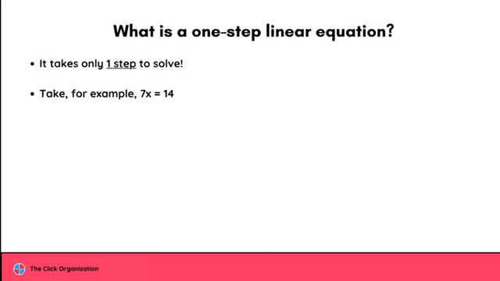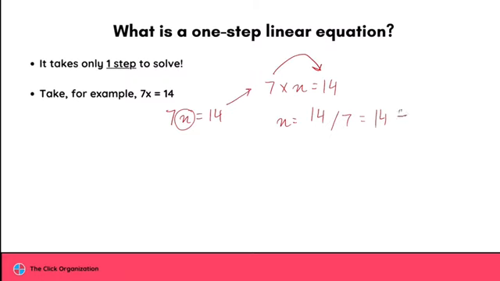Now, what exactly is a one-step linear equation? That's simple. It only takes one step to solve. So take, for example, 7x is equal to 14. Now we can technically write this out as 7 times x is equal to 14. And we want to single out this x variable to get the final answer, right? So to do that, we only need to do one step, which is to bring 7 to the other side and say 14 divided by 7, or you can also write it like this, is equal to 2. And you can figure this out with just your 7 times tables.